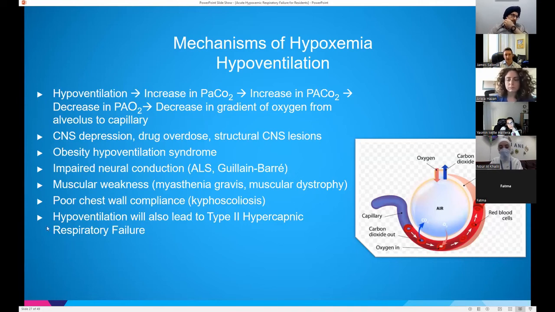So all of these conditions can lead to hypoventilation, which typically leads to hypercapnia, but by displacement of oxygen in the alveolus will lead to hypoxemia as well.